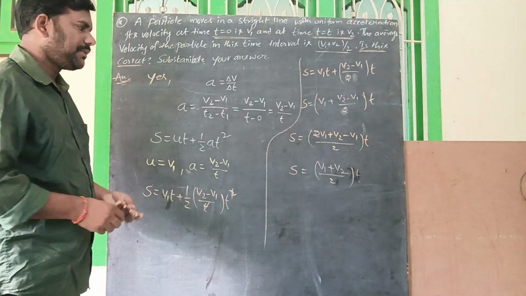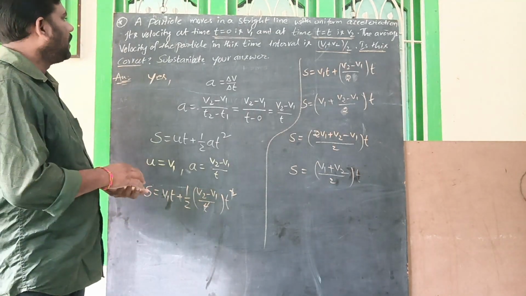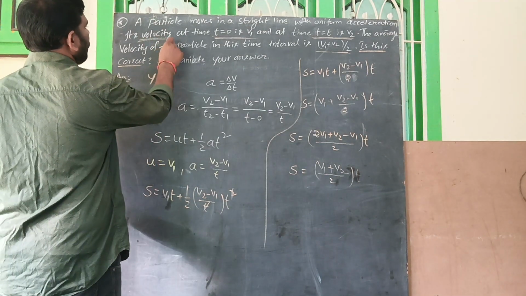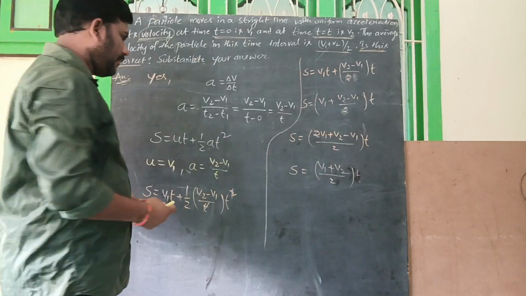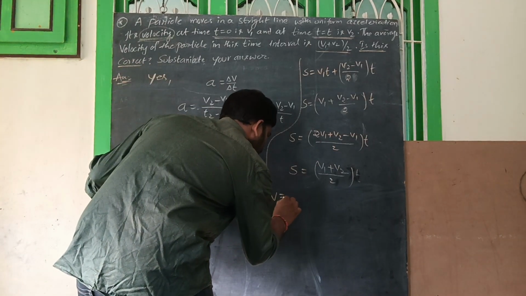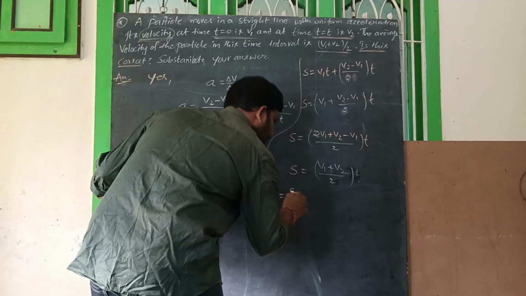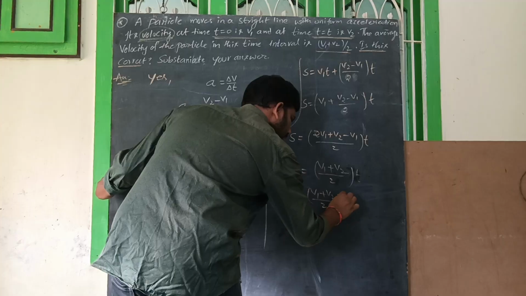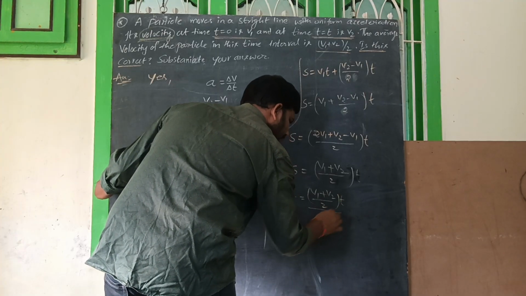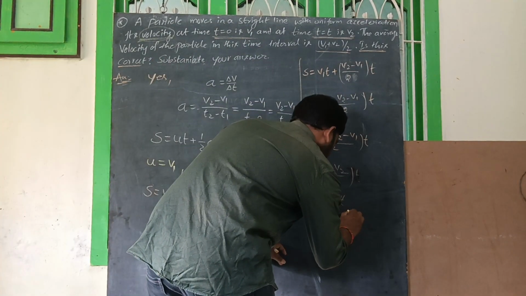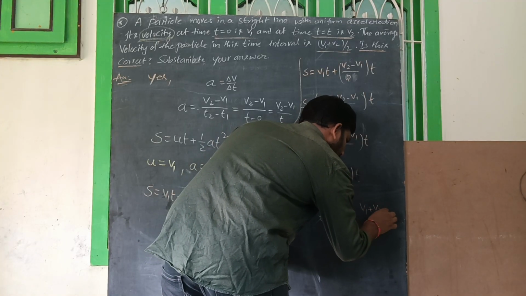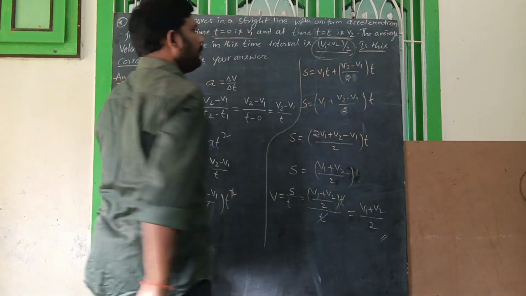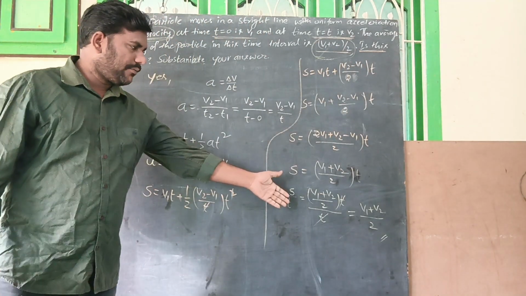This is the displacement, and now we can find the velocity of the particle. Velocity is equal to displacement by time. The displacement value is (v1 plus v2) by 2 into t, divided by the time t. Therefore t cancels and the remaining answer is (v1 plus v2) by 2. So this is the answer. Substitute your answer, and then we can find the answer.